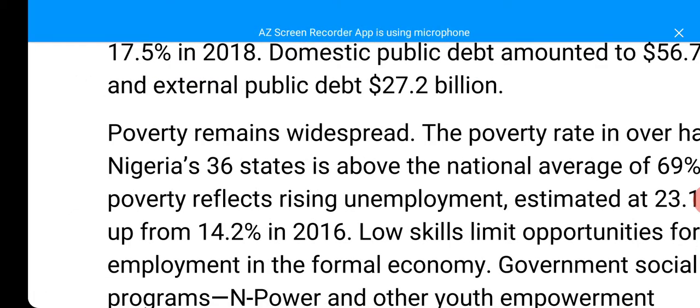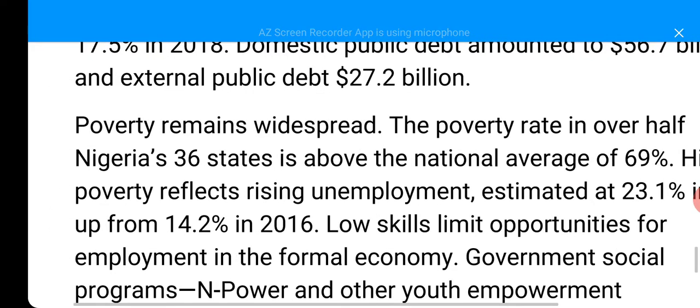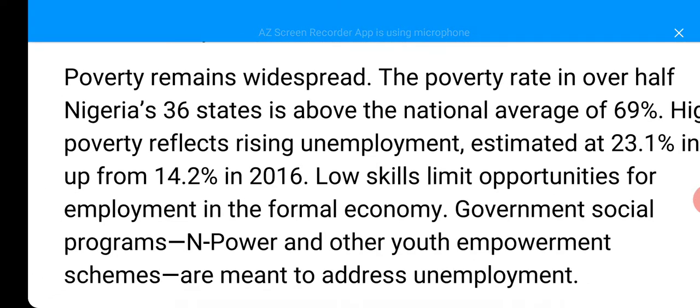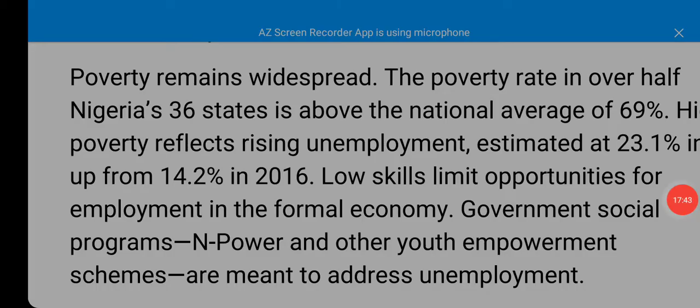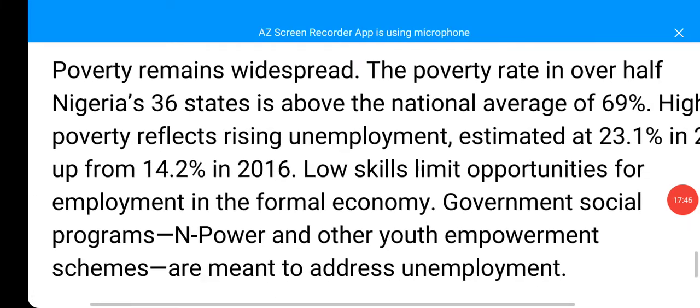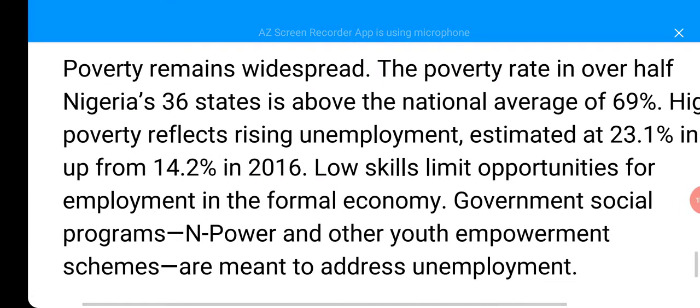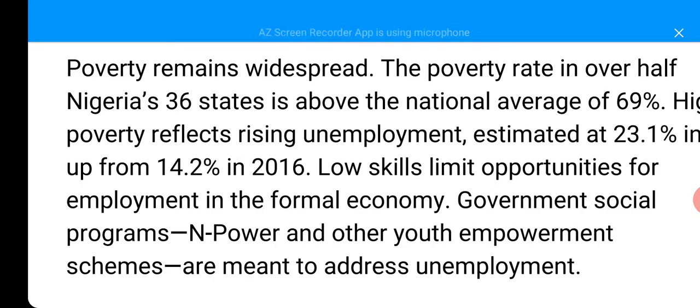Poverty remains widespread. The poverty rate in over half of the country's 36 states is above the national average of 69%. And the population of the country living below the poverty line is above 40%. Poverty reflects rising unemployment, estimated at 23.1%. The unemployment rate of the country is 23.1% as at 2017. In 2016, the unemployment rate used to be 14.2%.